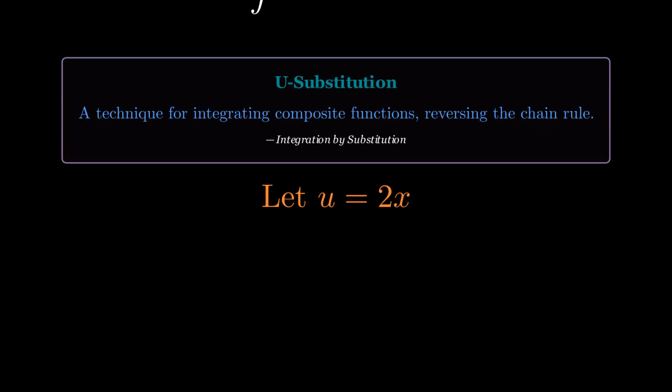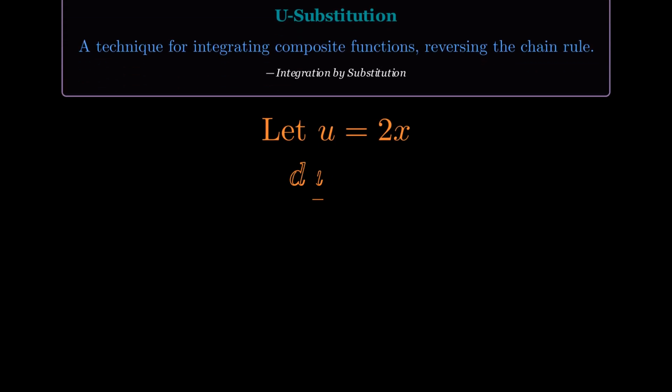First, we let the variable u equal the inner part, 2x. Then we find the derivative of u with respect to x, which is just 2. To complete our substitution, we need an expression for dx. We can find this by rearranging our derivative. Solving for dx, we find it equals du over 2. Now we have everything we need to substitute. 2x becomes u, and dx becomes du over 2.